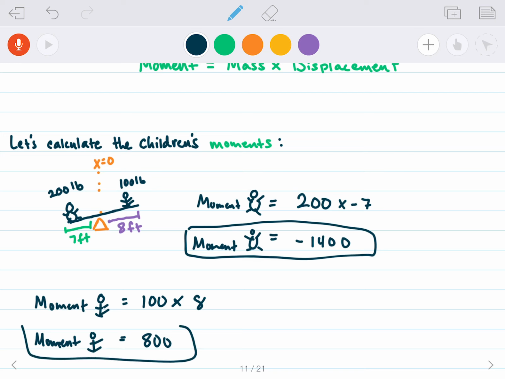And so you can compare these and say, well, who wins? Who has the bigger magnitude here? And that's going to be the moment of the bigger child, 1400. And so that's telling us that the seesaw is going to go down. It's going to tend in his direction. And the question is, how do we get this thing balanced? Well, it's going to stay balanced if the moments sum up to 0, right?